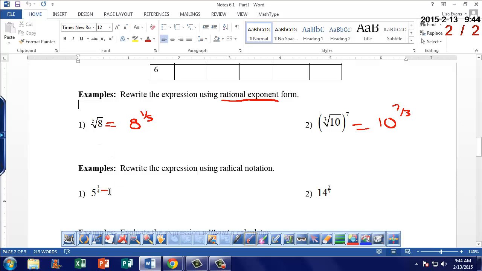And then this one down here, we're going to convert using radical notation. So the bottom number, remember, is our root. So it's going to be the 4th root of 5. It's raised to the 1st power, so I don't need anything on the outside.